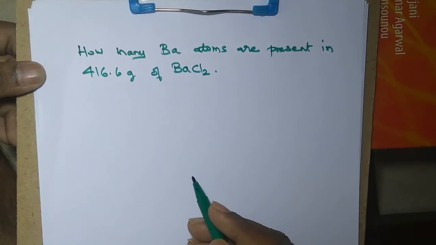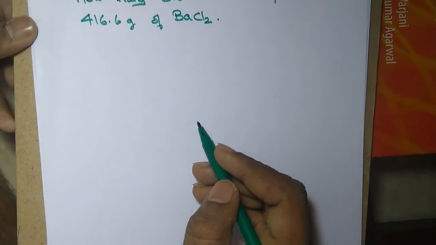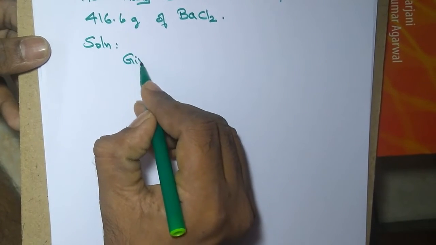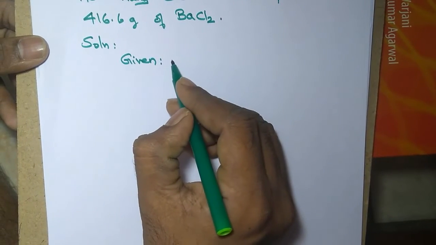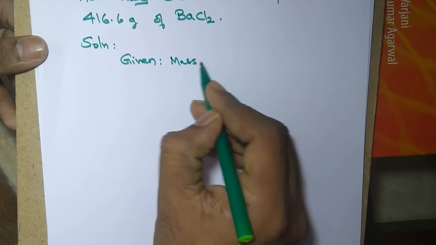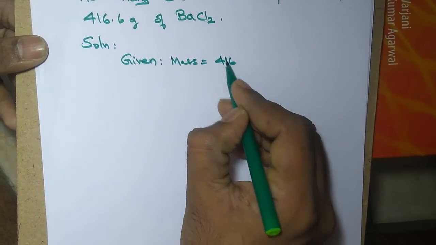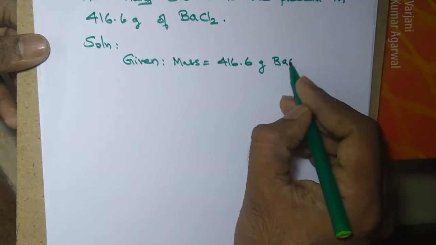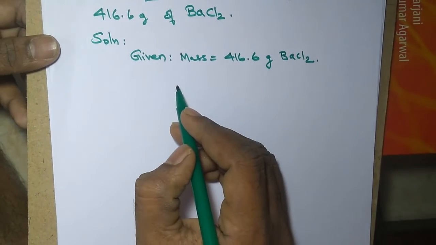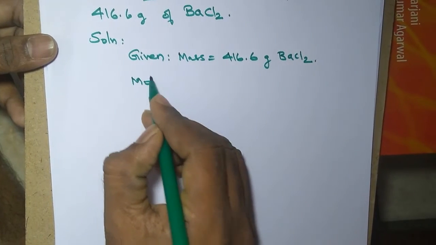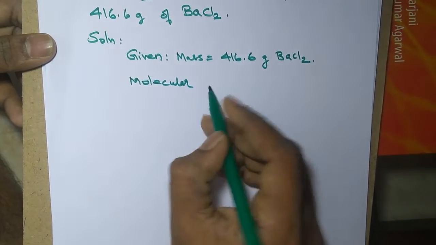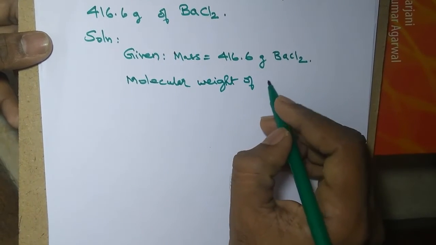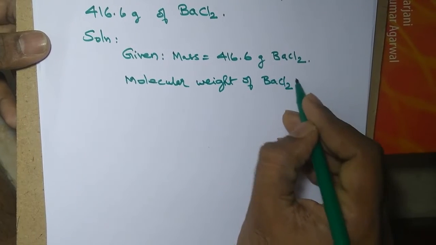So how to solve this problem? Write the solution. First write the given data. The mass of barium chloride is given in grams: mass is equal to 416.6 grams of barium chloride. So this is the given data. What we will do is the usual. First we will find out the molecular weight of barium chloride. We know the atomic mass of barium is 137.3 and chlorine is 35.5.